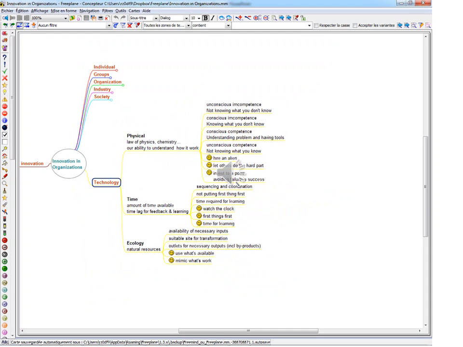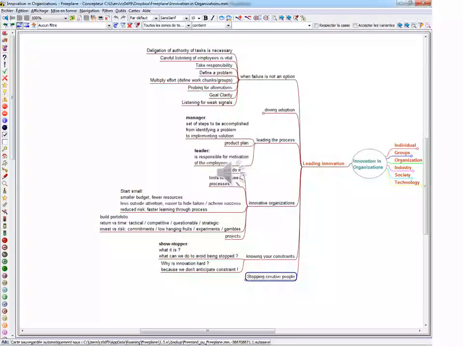Technological constraint, with physical, time and ecology. This one is quite small, but in our domain, which is automotive, we are always trying to understand what is happening in the engine combustion. We are always fighting against time, and ecology is also one of the drivers in the automotive domain. So small, but quite important for us.